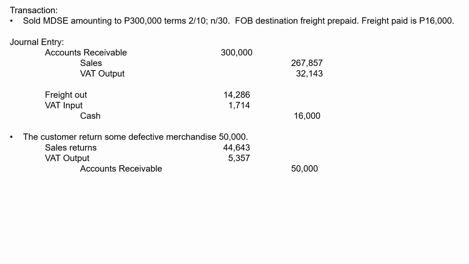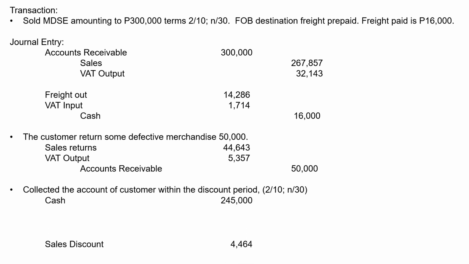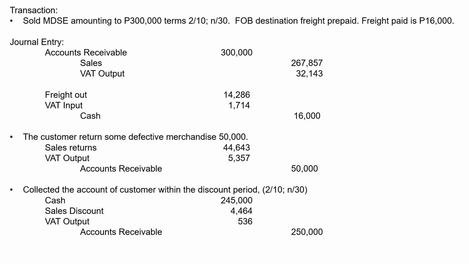And then deduct 44,643 from 50,000 to get the VAT output to be debited, which is 5,357 pesos. Next is when we collected the account of the customer within the discount period. So our accounts receivable after the returns is 300,000 minus 50,000. So we shall collect 250,000. So credit accounts receivable of 250,000. And then because there is a discount of 2% within 10 days.